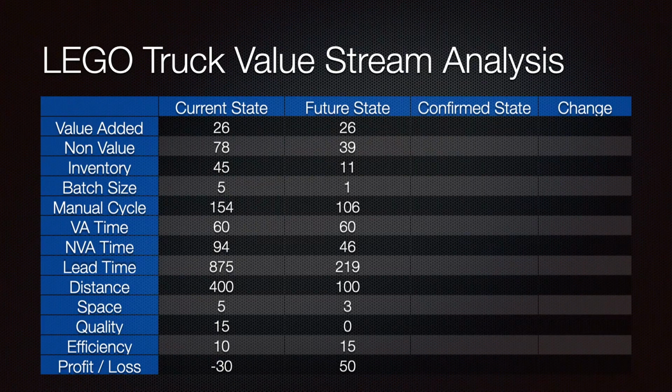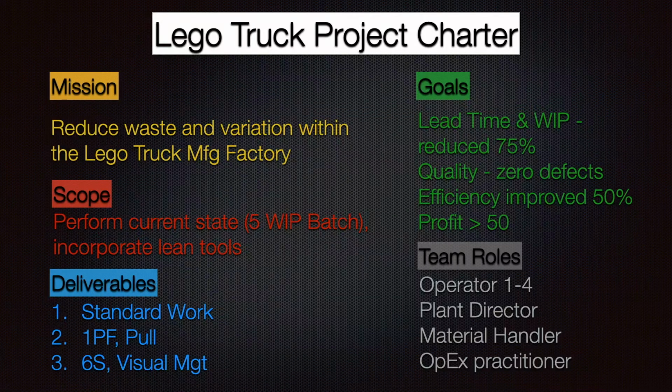Through the value stream analysis, we have a current state that we develop through the VSA event, and that is used for the remaining sub-events, which are known as rapid improvement events, and sometimes problem-solving corrective action. In this particular example, we're going to use a value stream analysis from what we did on the Lego truck simulation, and here is our project charter.